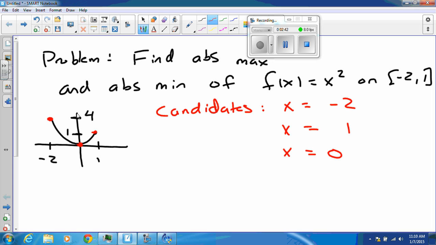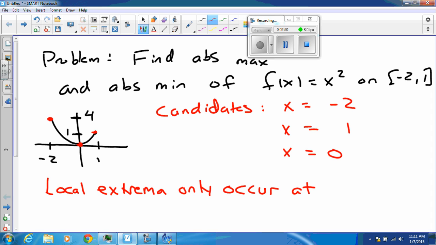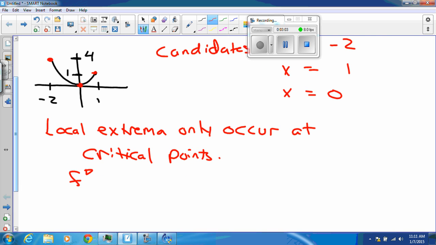So, the theorem that is going to drive our method is that local extrema only occur at critical points, and critical points come in 2 flavors. Places where f prime of c is equal to 0, or else where f prime of c fails to exist. How do I know that a local max or min can't occur at some other point?